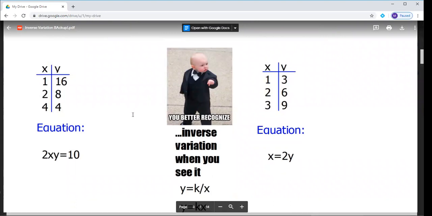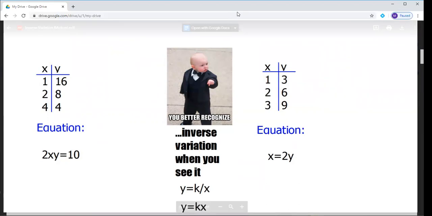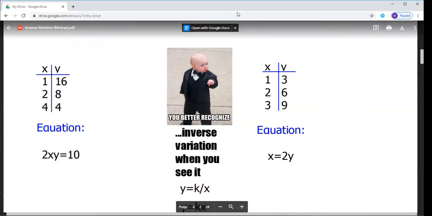Now, that does not mean that one of these is inverse and one is not. Sorry about the y's, they like to get cut off. This is not a v, it's a y. So let's look at these here. Get some annotation going. All right, so over here, we've got x is 1 and y is 16. X is 2 and y is 8. X is 4 and y is 4. Okay.